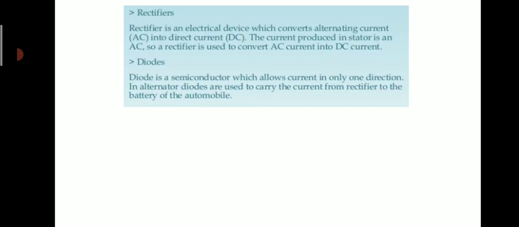Rectifiers. A rectifier is an electrical device which converts alternating current AC into direct current. The current produced in the stator is AC, so a rectifier is used to convert AC into DC. Diode. A diode is a semiconductor which allows current in only one direction. In the alternator, diodes are used to carry the current from the rectifier to the battery of the automobile.